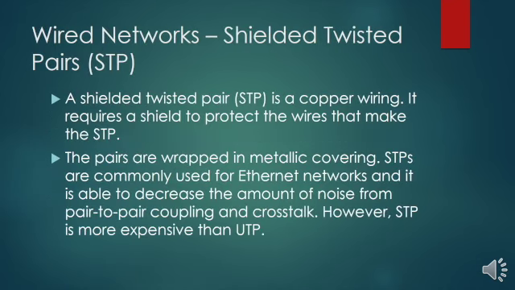Next, we're going to talk about shielded twisted pairs, or STPs. A shielded twisted pair is a copper wiring. It requires a shield to protect the wires that make the STP. The pairs are covered in a metal covering, and they are commonly used for Ethernet networks, and they are known for decreasing the amount of noise from pair-to-pair coupling and crosstalk. The only flaw with shielded twisted pairs is that they tend to be more expensive than unshielded twisted pairs.